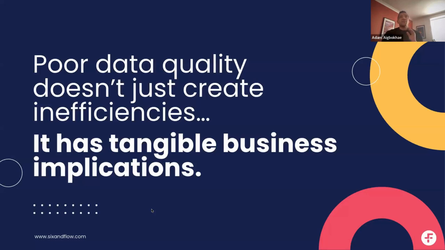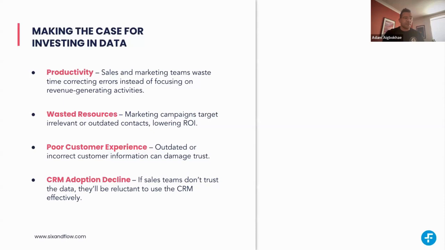And again, I'm going to sound like a broken record through this entire webinar, but poor data quality doesn't just create frustrations and inefficiencies, it does have tangible business implications as well. Sales and marketing teams waste a huge amount of time correcting errors instead of actually focusing on selling. Wasted resources, again: marketing campaigns targeting outdated contacts see a lower ROI. You see a lower ROI, you're going to get less budget. It creates a negative feedback loop.